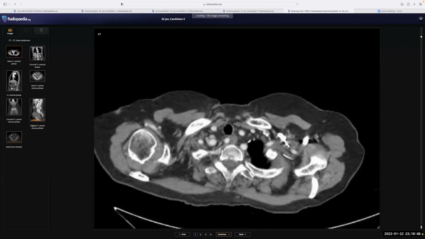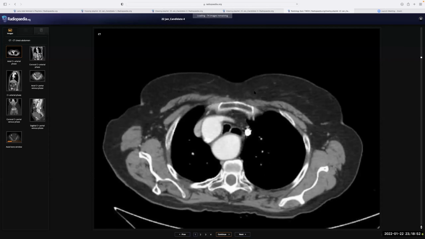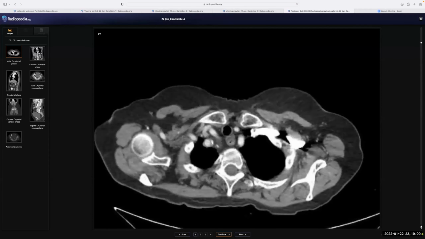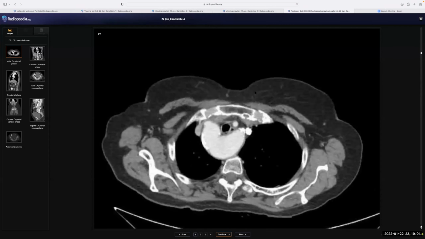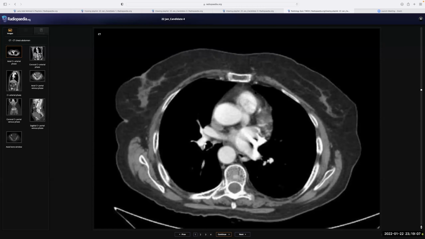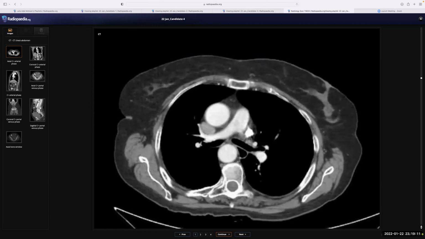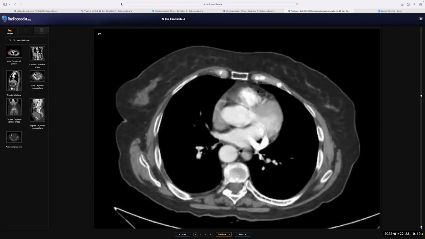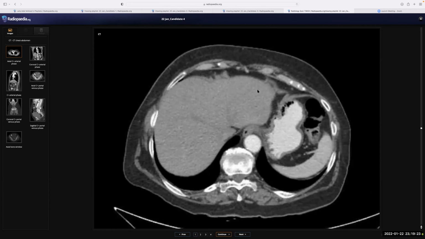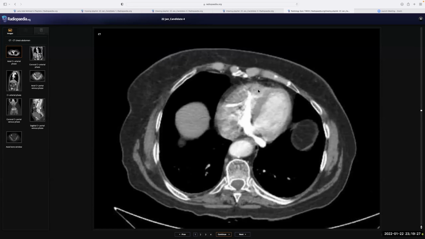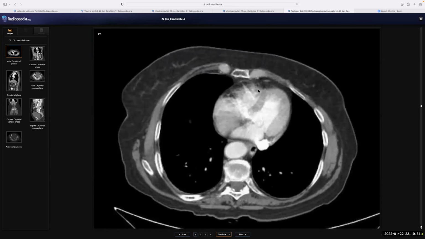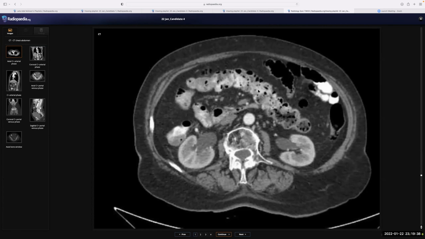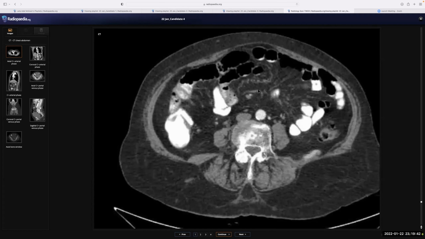I can see the thyroid appears normal and the neck vessels appear normal. As I come down, I see that this is the arch of the aorta, and this appears to be a right-sided aortic arch, and the pulmonary vessels appear normal, and the left atrium and the left ventricle appear normal. And the liver and spleen appear normal. The celiac trunk appears normal, and the kidneys and vessels appear normal.